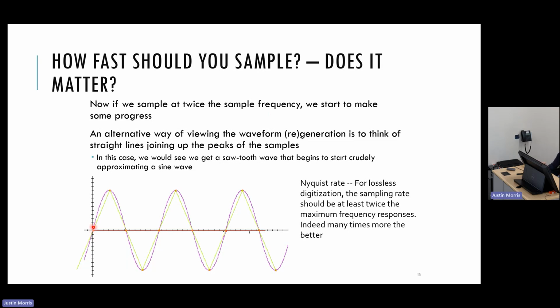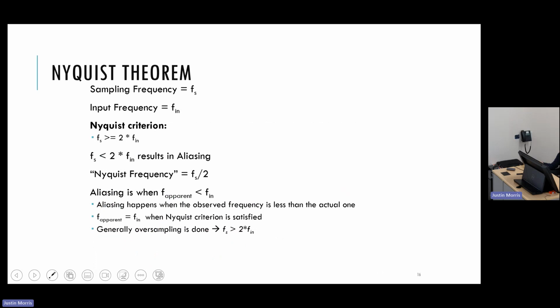So here we can see that we are sampling at twice the frequency. We have our samples at each of these points. And if we just interpolate with even just straight lines, we can get a good approximation of this sine wave. This sampling frequency is called the Nyquist rate, and it's for lossless digitization of these analog signals. So this is the Nyquist theorem.